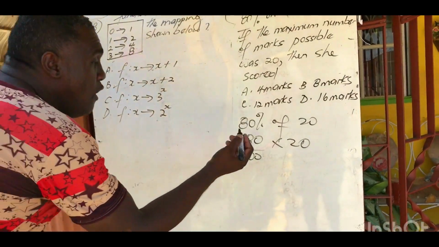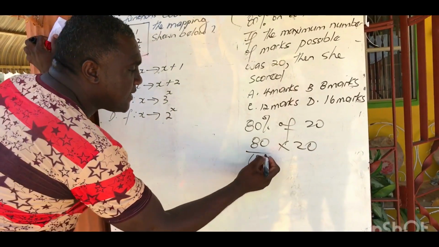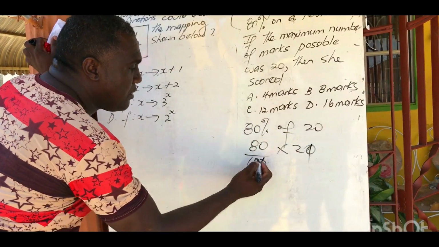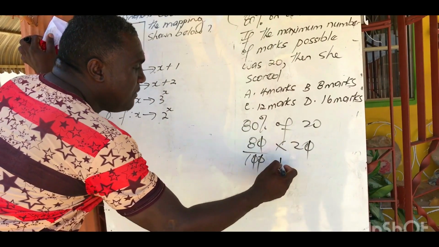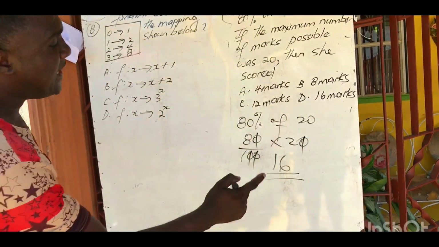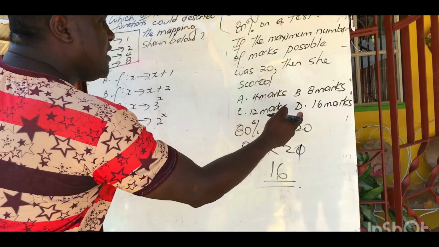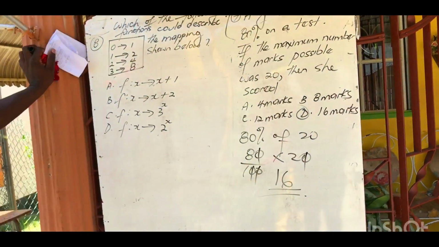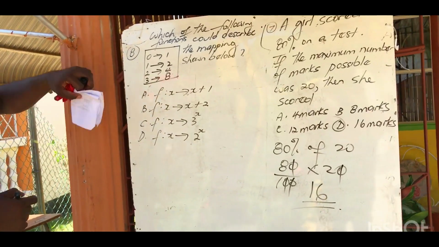And you have to work very fast. 0 cancels 0, 0 cancels 0, and we simply say 2 8 is 16. And as you get 16, you look if your answer is there, okay, yes, and you circle D. And you move to the next question.